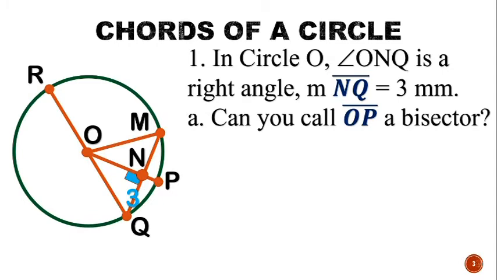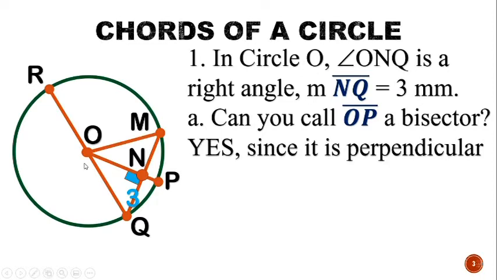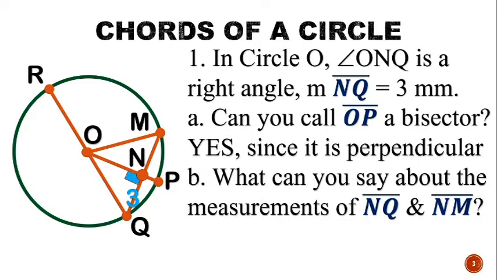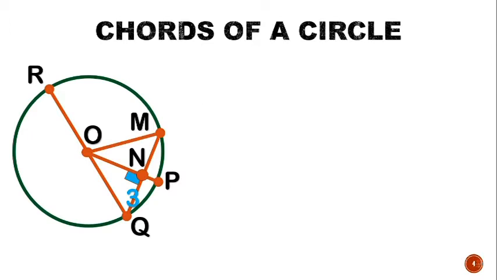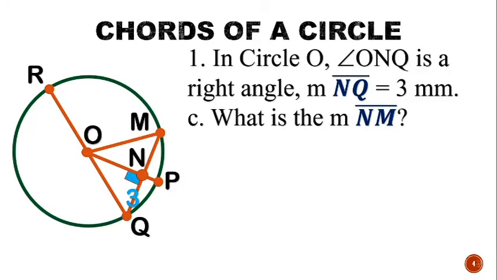Now, can you call segment OP a bisector? This is OP. Yes, it's a bisector because the line is perpendicular to the chord. Next, what can you say about the measurements of segment NQ and NM? Okay, this is NQ. Where is NM? NM. Since OP is a perpendicular, it's a bisector of the chord. Therefore, segment NM and segment NQ are equal.